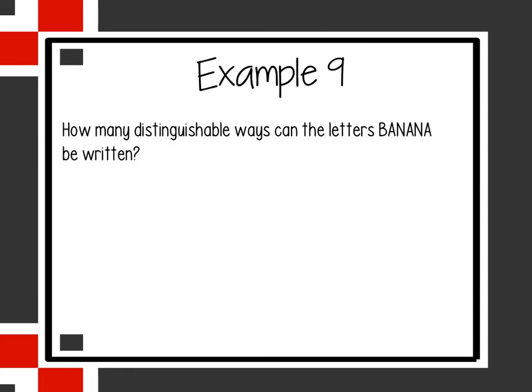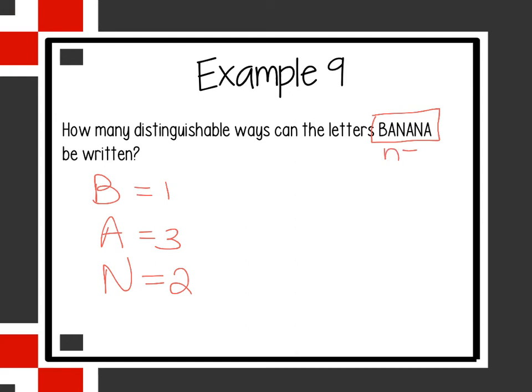So oftentimes this is the result of the letters of a word. So you'll see a word with repeated letters, and it will ask you to find how many distinguishable ways the letters can be written. So this is where you want to account for each repeated one. So what are the different letters that you see in the word banana? B, A, and N, right? How many times does B occur? Once. How many times does A occur? 3 times. How many times does N occur? Twice. How many letters are there in total in that word? 6. So that's your n.